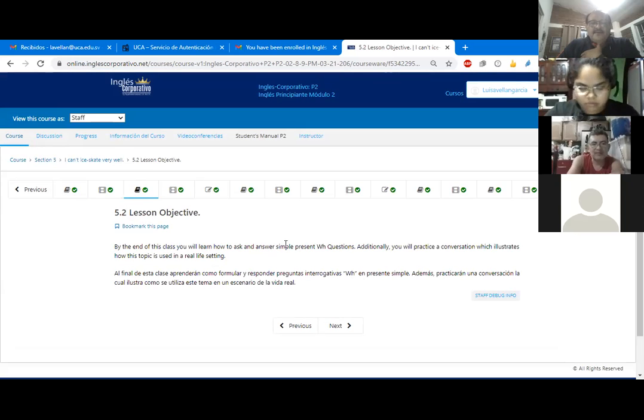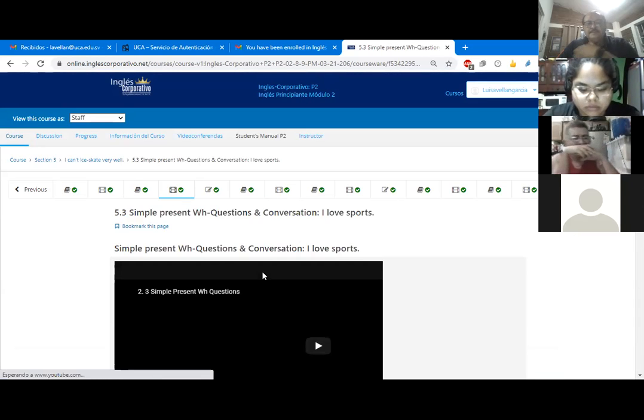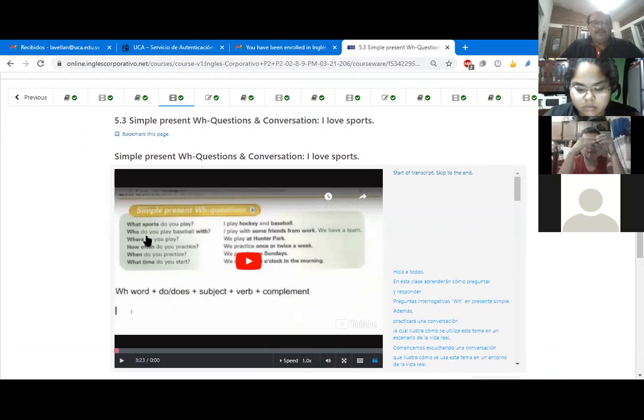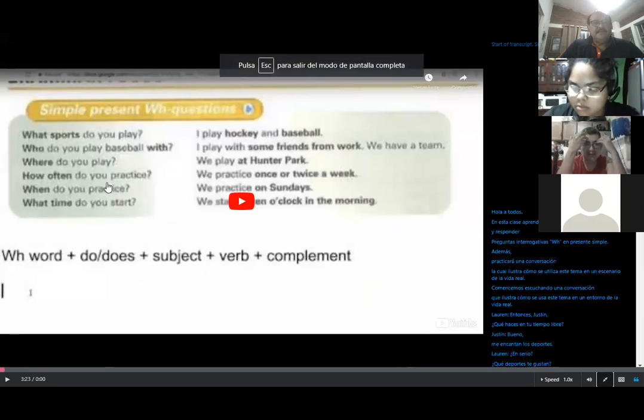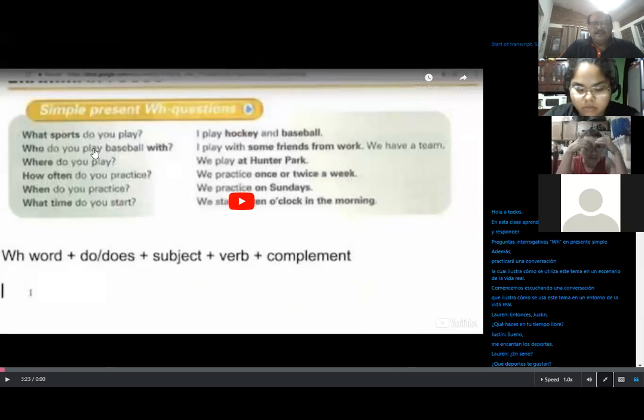Then we have how to ask questions with WH questions. Okay, and we have: What sports do you play? Who do you play baseball with? Remember this structure, right? With is at the end, con quién, right? Who do you play baseball with? And then this is going to be at the end, always. Where do you play? How often do you practice? When do you practice? And what time do you start? Okay, so these are WH questions.